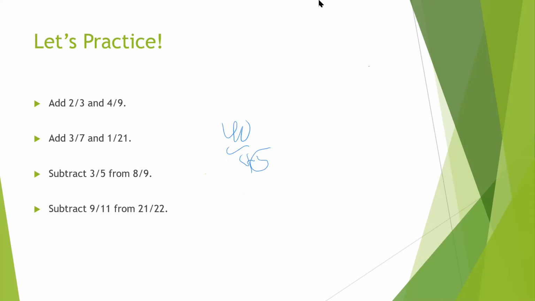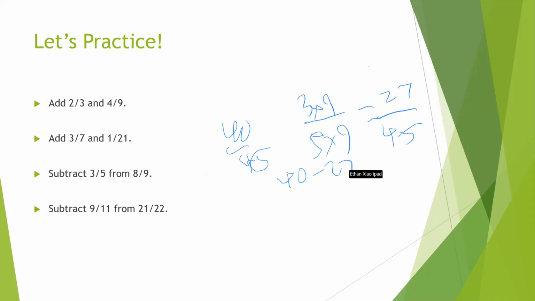3/5. We know that 5 times 9 is 45. So we multiply 3 times 9 as well. So 3 times 9, what we get is 27/45. We have to subtract 27/45 from 40/45. So 40 minus 27 over 45 equals 13/45.